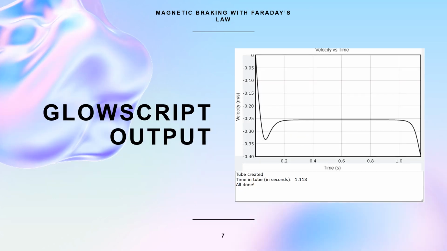This is the velocity versus time graph based off of my computational model code, based off of the initial conditions I have on a few slides prior. We have in the very beginning a very sharp change in velocity versus time, and then at a certain point it levels out where the forces will be balanced, and then at the end the forces will become unbalanced as it hits the stopping point out of the tube. We have a total time in tube of 1.118 seconds, which is a little bit faster than what the observed data was in the slides previously.